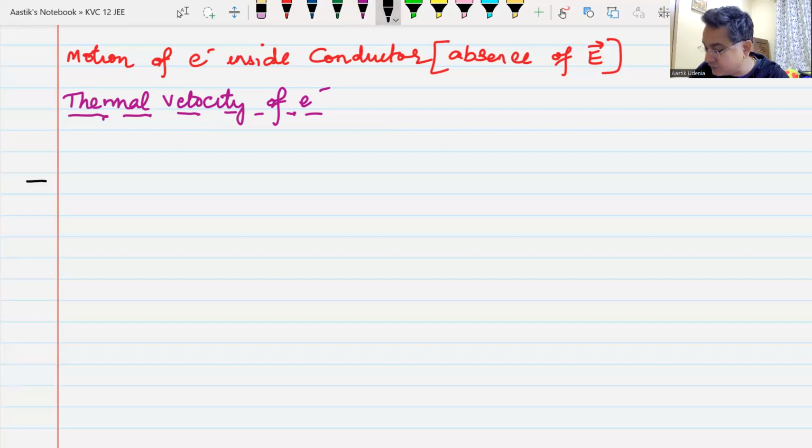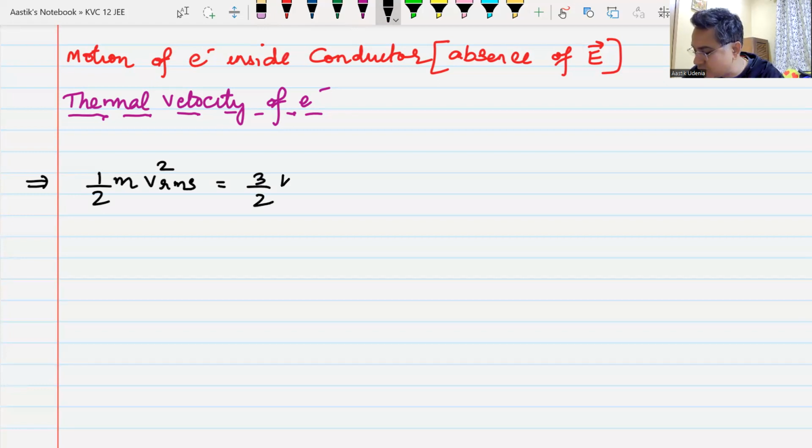Obviously, we don't know. So it will be like this: half m v_RMS squared, the mean kinetic energy of the electron, will be 3 by 2 kT. Does this 3 by 2 kT ring any bell in our brains? 3 by 2 kT, what is that? Does this 3 by 2 kT ring any bell?